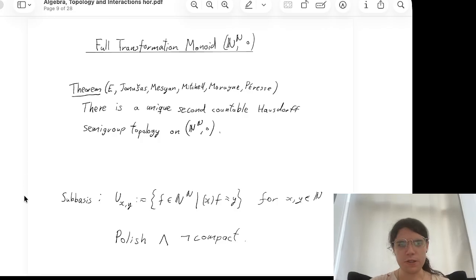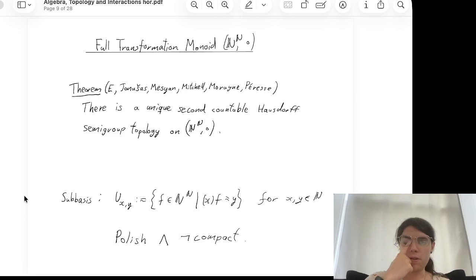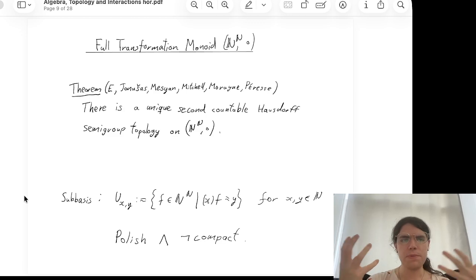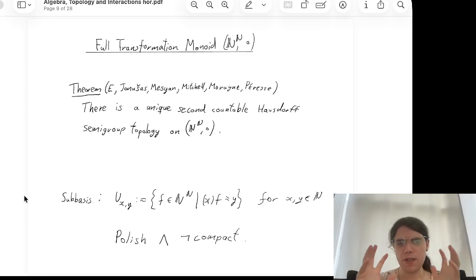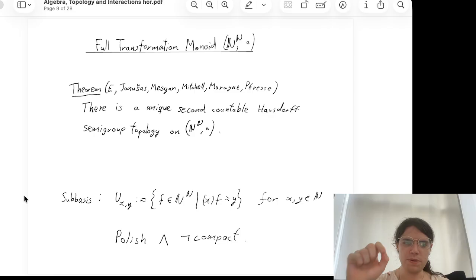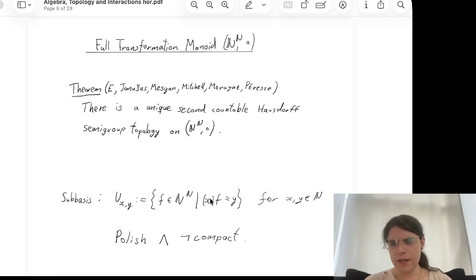And the topology is what's called the pointwise topology. I'm going to be talking about the topology a lot, particularly because a lot of submonoids of this monoid are important, and we can consider, as mentioned before, the subspace topology induced on those submonoids. So this topology will be very important throughout the talk. This is the pointwise topology. The topology is the topology of pointwise convergence, where we consider the natural numbers to be discrete, and it has a subbasis consisting of these sets.